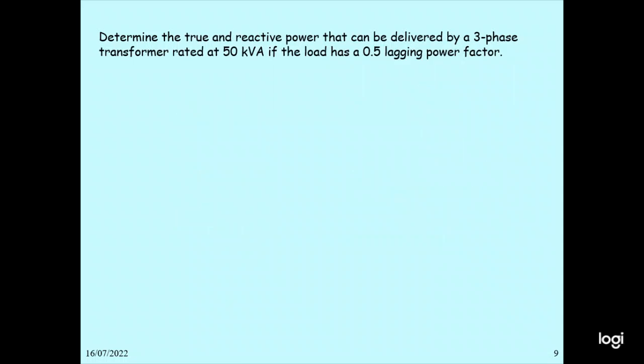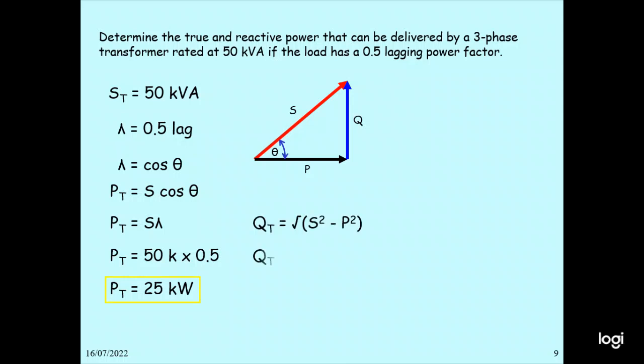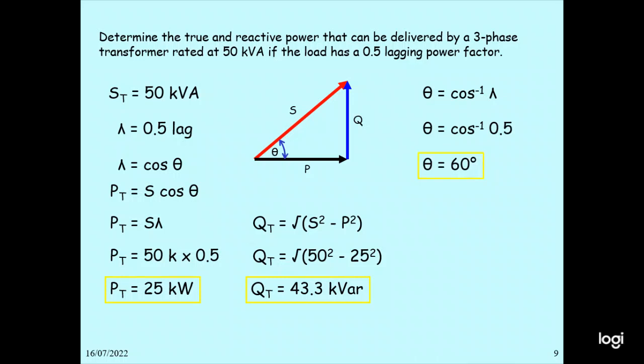The next one is to determine the true and the reactive power that can be delivered by a three-phase transformer rated at 50 kVA if the load has a 0.5 lagging power factor. So in this case, the apparent power ST is 50 kVA, lambda 0.5 lagging. We draw the power triangle S, P, and Q. So P equal to S cos theta, so 50K into 0.5, you get 25 kilowatt. Q equal to square root of S square minus P square, so 50 square minus 25 square, 43.3 kVAr.